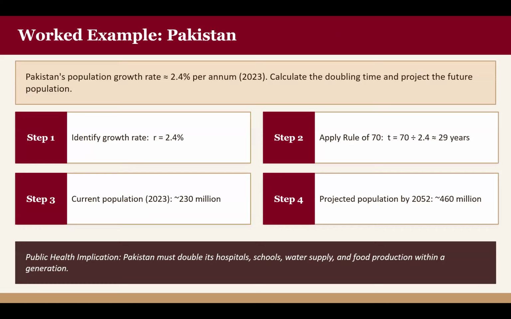Pakistan's population growth rate is 2.4% per annum in 2023. Calculate the doubling time and project the future population. Step one is to identify the growth rate, which is 2.4. Then apply the rule of 70, dividing 70 by 2.4. It comes out to be 29 years. The current population is about 230 million, and the projected population by 2052 is 460 million. So we are doubling from 230 to 460. The public health implication is that Pakistan must double its hospitals, schools, water supply, and food production within a generation to meet the demands of this doubling of its population.